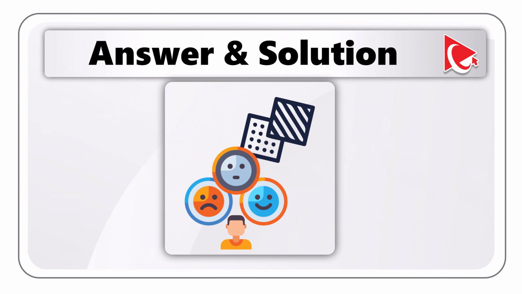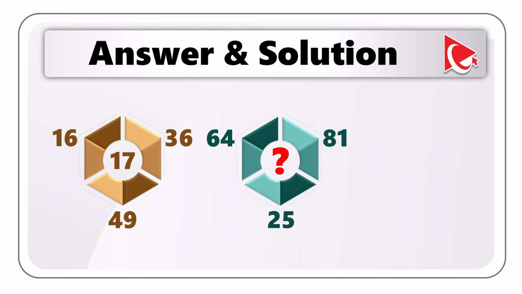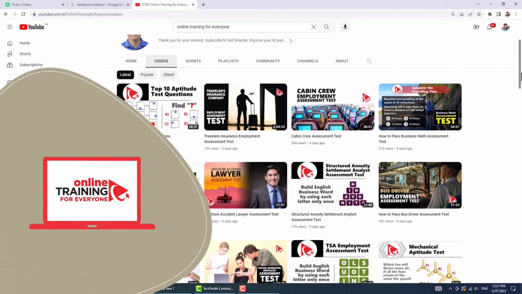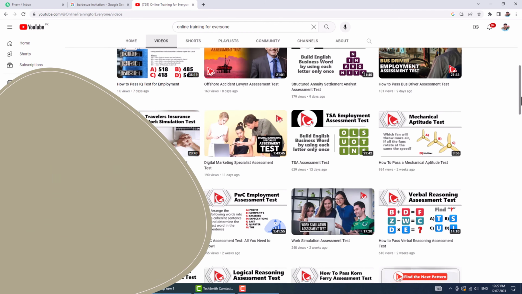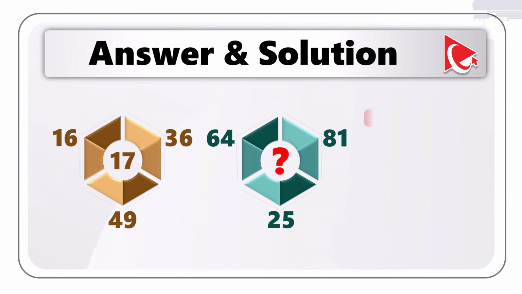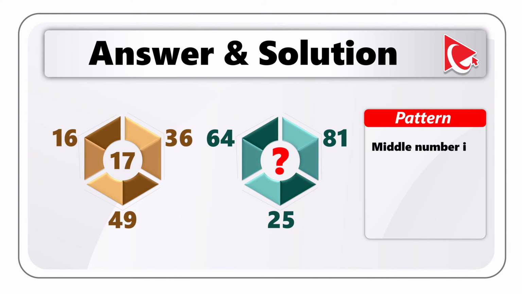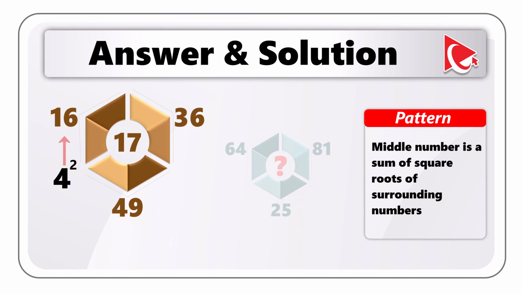Finding the pattern is the key to solving this challenge, and I'm pretty sure, as a subscriber or a future subscriber to this channel, you know this already. And the pattern here is unusual but very interesting. The middle number is calculated as a sum of square roots of the surrounding numbers. Let's look at the example. For shape 1, 4 squared equals 16, 6 squared equals 36, 7 squared equals 49. Then the middle number is calculated as the sum of 4 plus 6 plus 7, which equals 17, and that's the middle number.